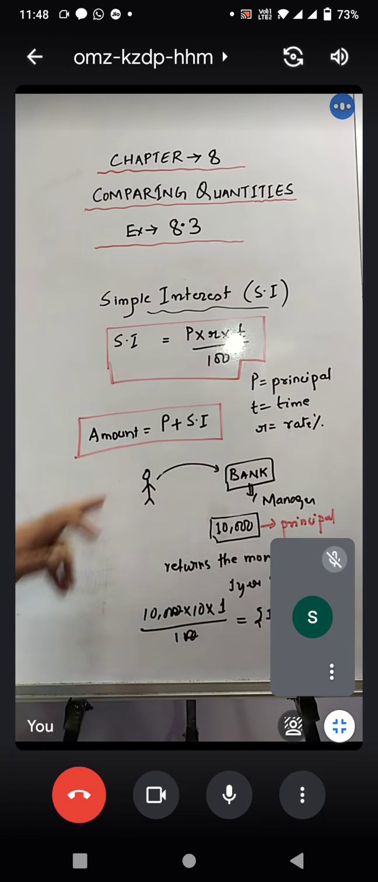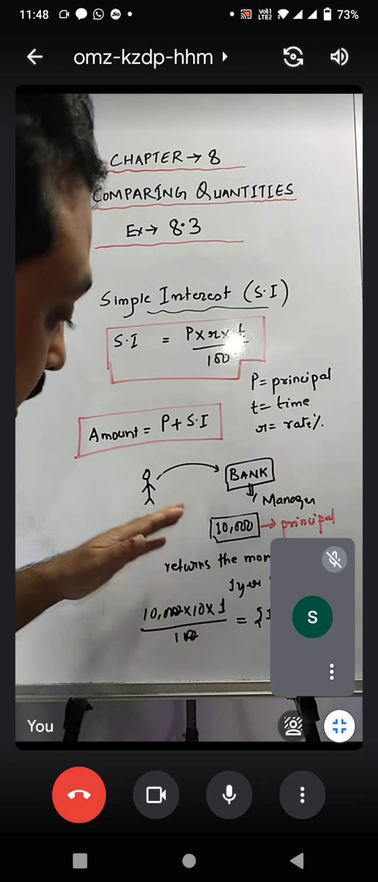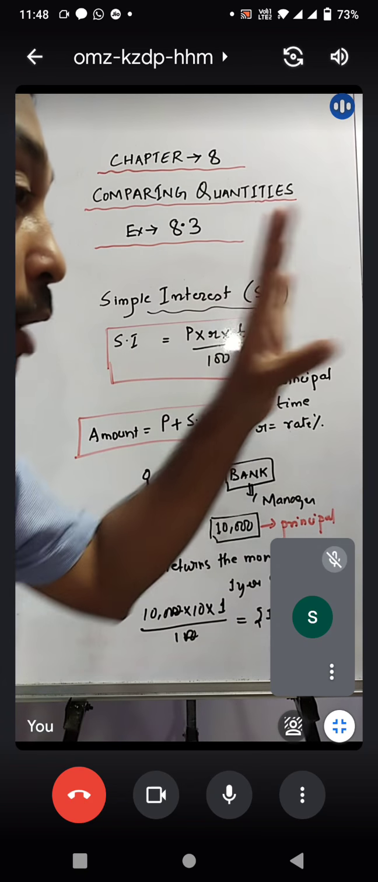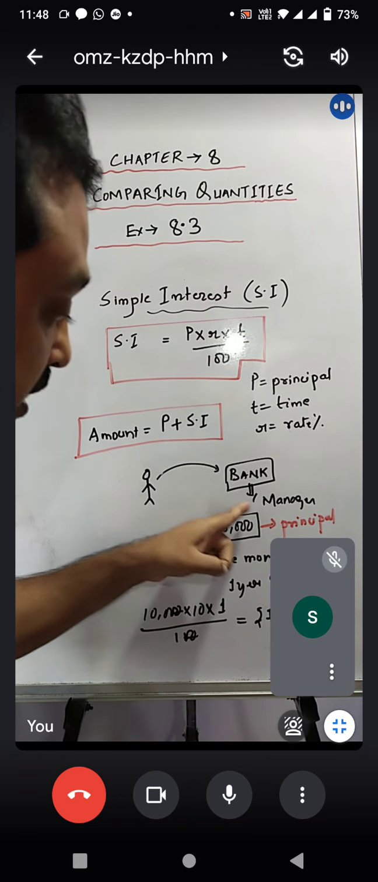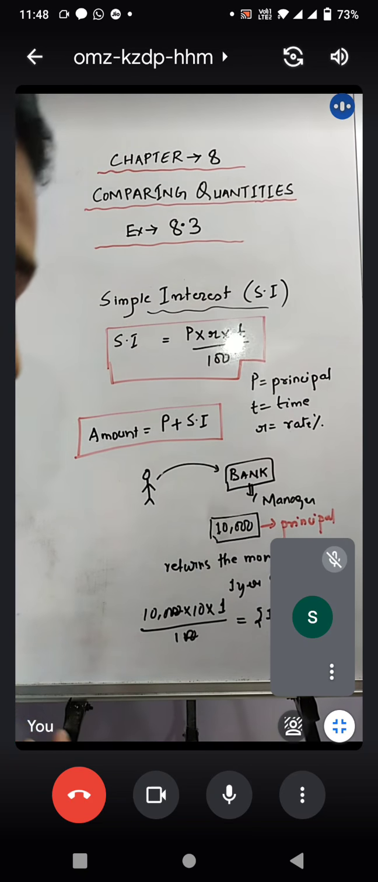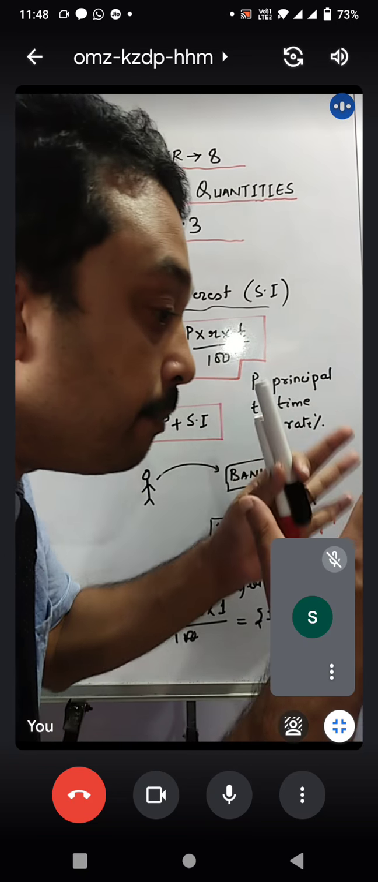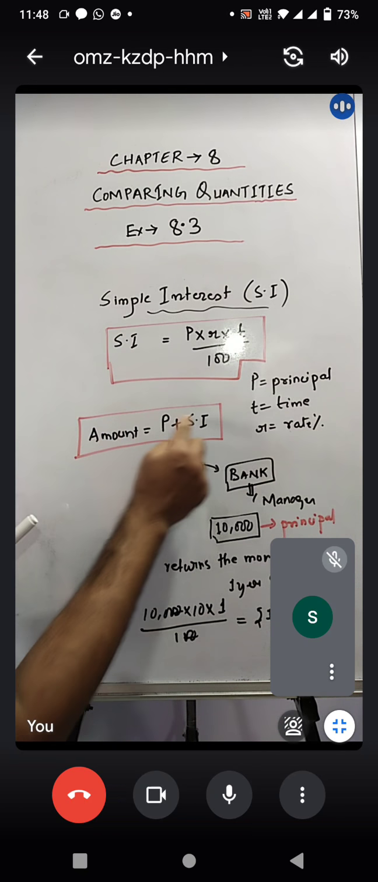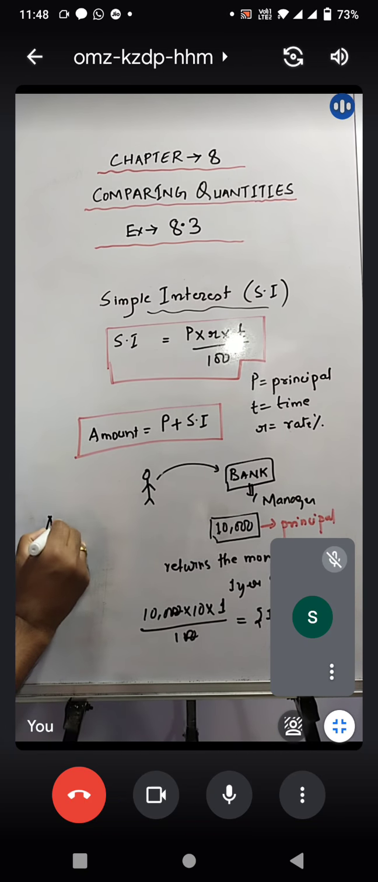That means this person understands that when he returns the money to the bank, he will return this 10,000, and along with this 10,000, he will also return this 1,000 to the bank. That means what is the total amount? What is the total amount he is giving to the bank? This formula will work out now. Now the amount I have to check.